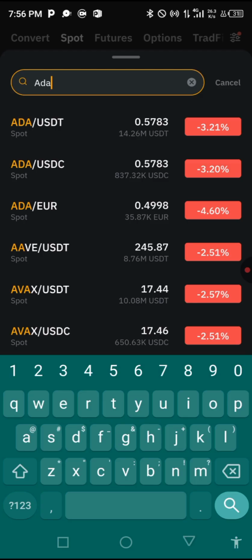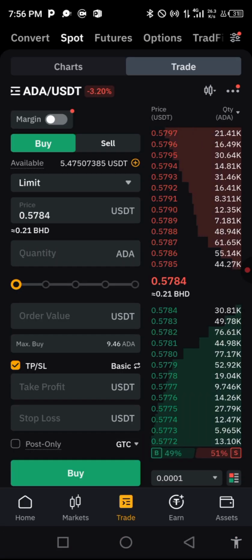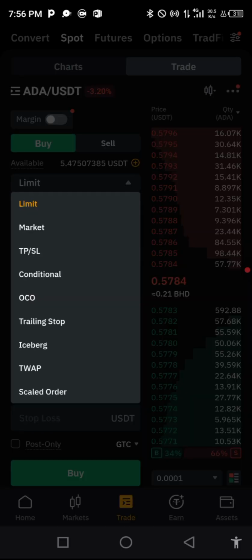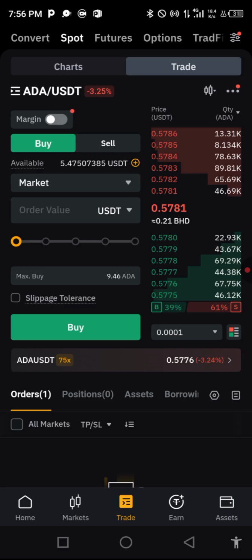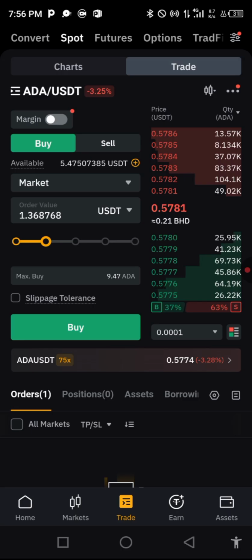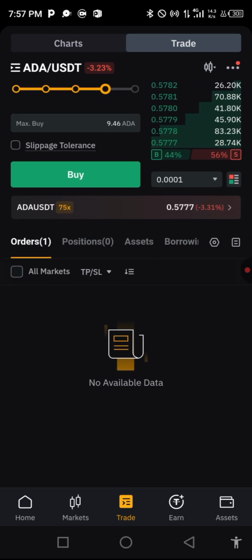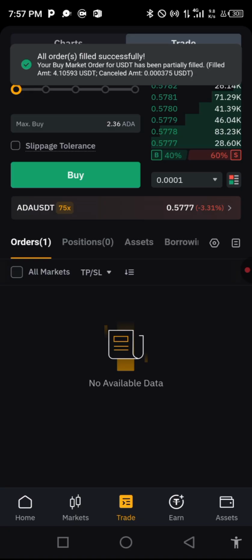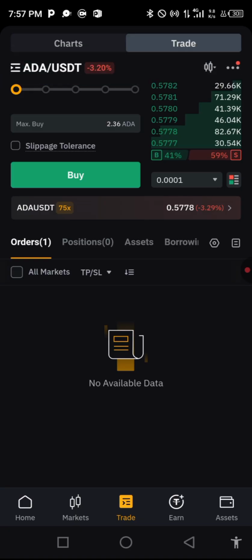So now, all right, we are using market order, right? So just select market order, then the value of USDT you want to use. Let me say I'm using 10% of my account, right? Which is going to be 1.368765 USDT. So I can just click on buy, right? So once I click on buy, the order has been executed immediately.